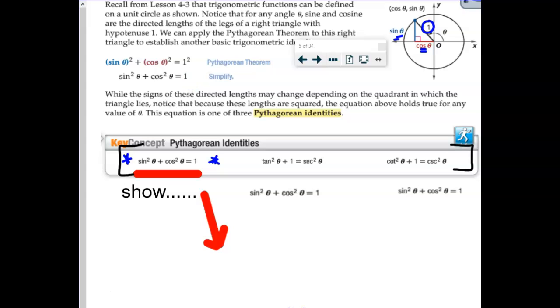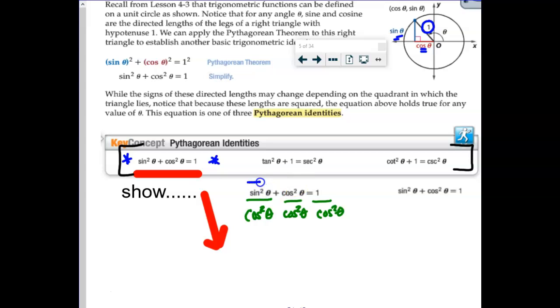Now, watch what happens if I take this original guy, and I divide every single term by cosine squared. Because that's something you can do in math, right? As long as you divide every term by it, you can divide by whatever you want, as long as it's not 0.